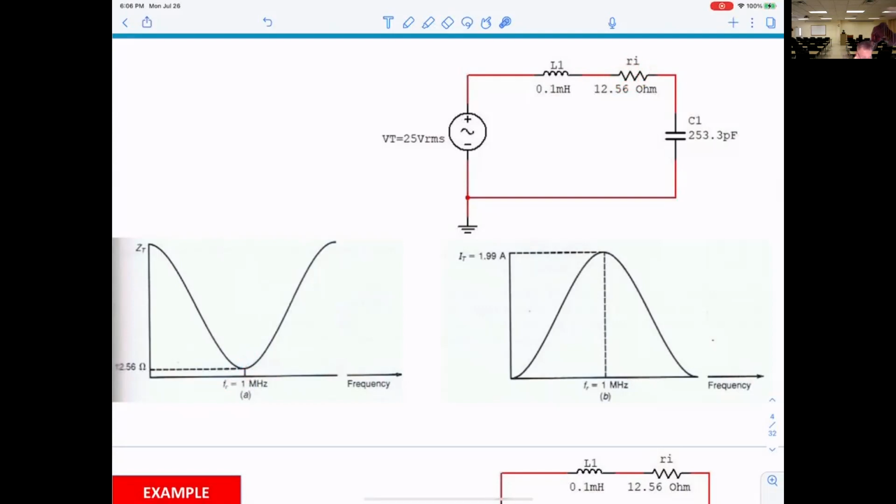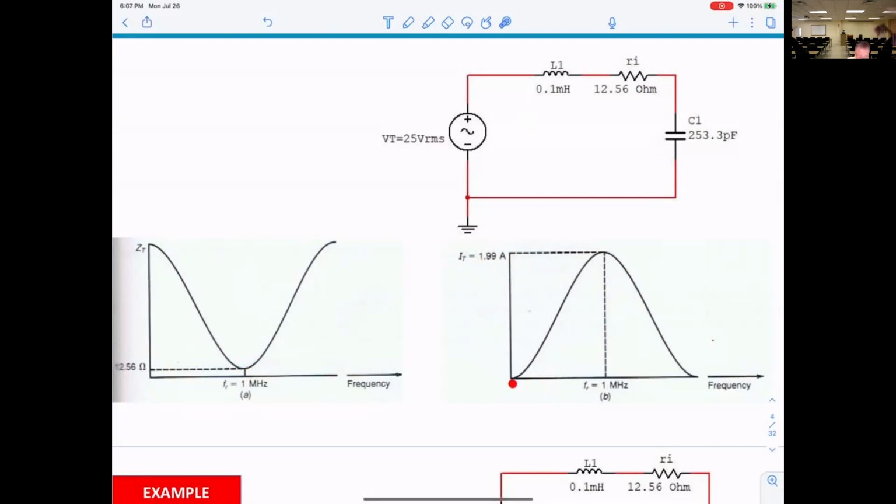The reason is at the resonance, XL and XC cancel out. You don't have any reactance. So that's why you can get only the resistance of the coil. So that's why you can see 12.56 ohm. Okay. And the second one, they try to display the total current.